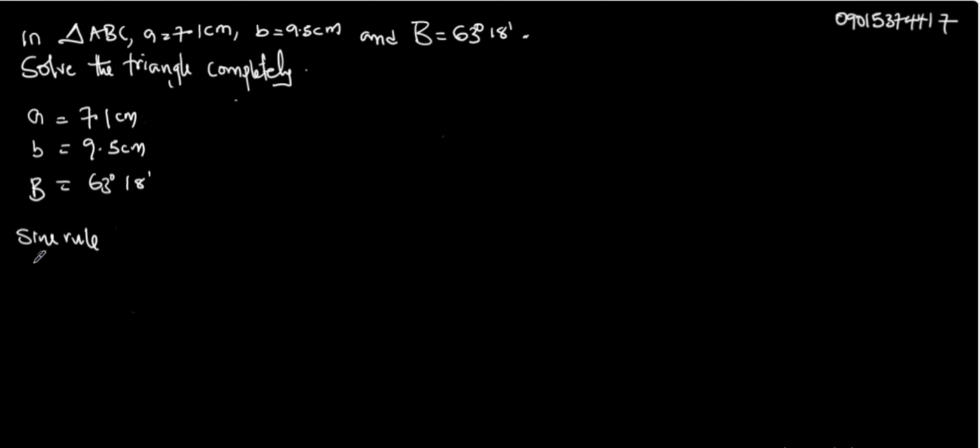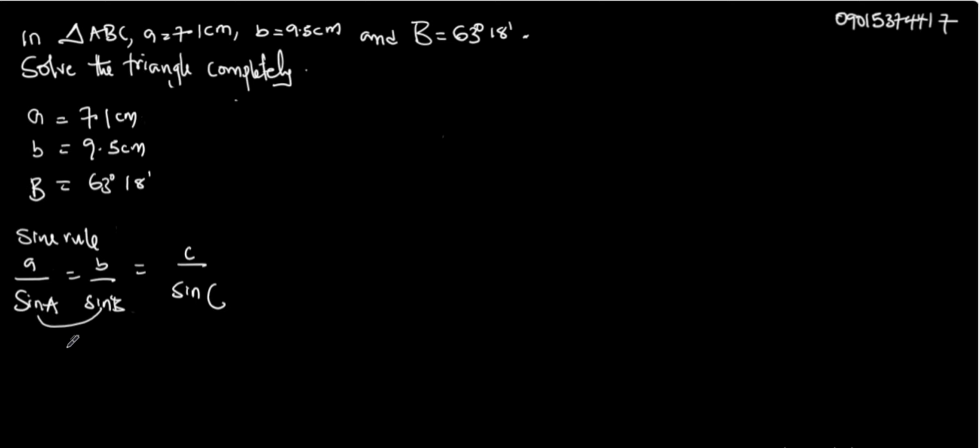Remember, our sine rule states that the ratio of a side and the sine of its angle is equal, that is A over sine A equal B over sine B, which is also equal C over sine C. Since we are given A and B, then we are using these. We'll be able to find sine A.